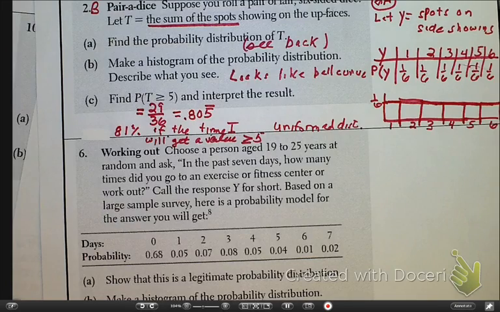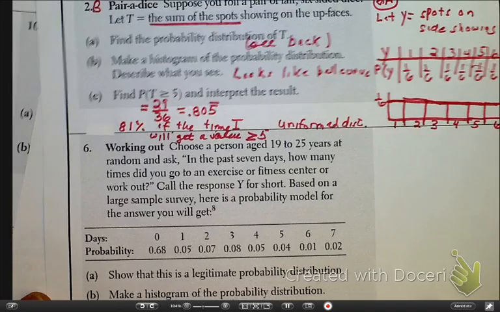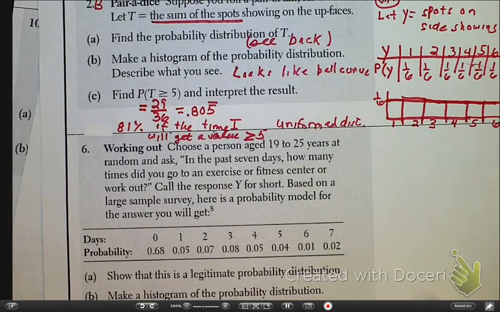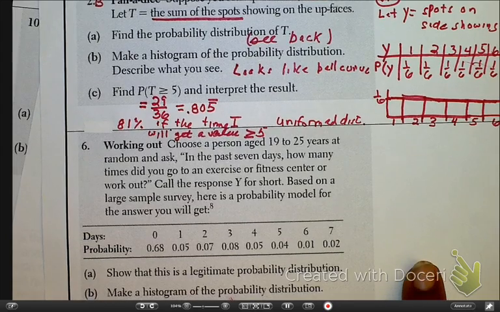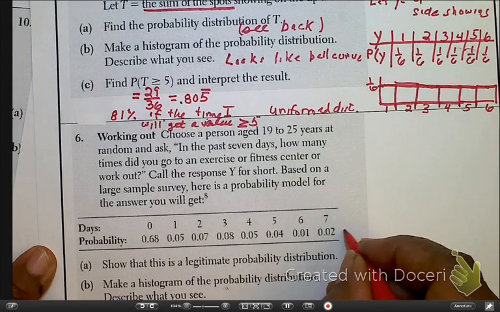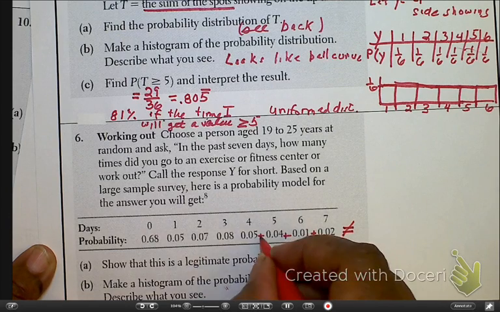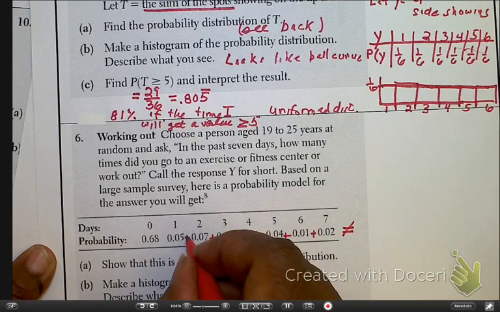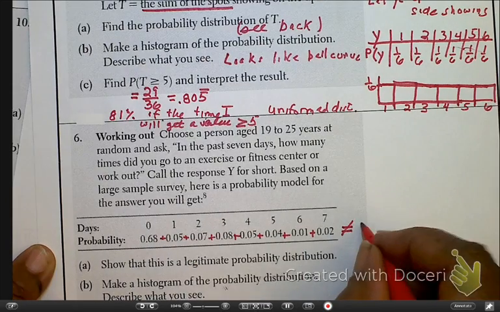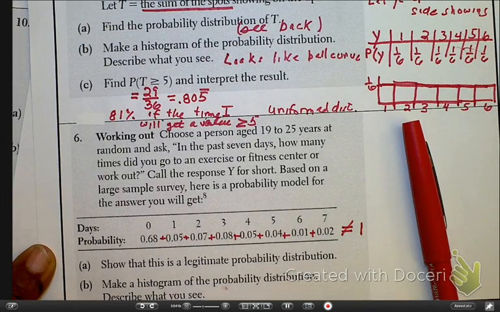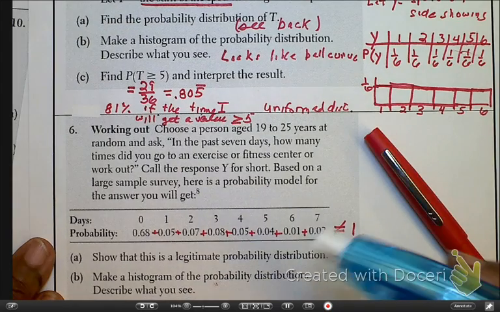Okay, now go ahead and read question number 6. Pause. Okay, so now that you're back, the sum of these do add up to 1, so therefore it is a legitimate probability distribution. I will be getting rid of that not equal to thing in a minute.